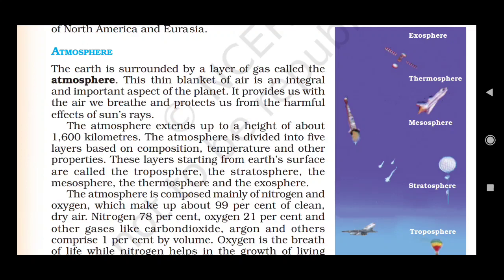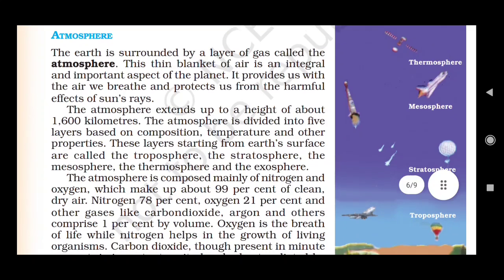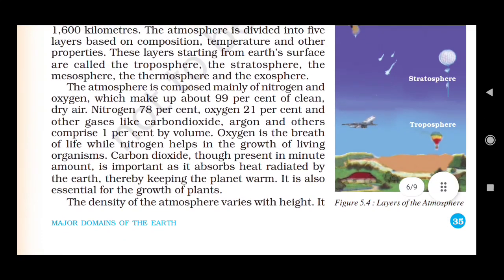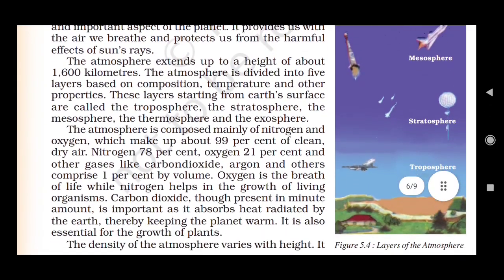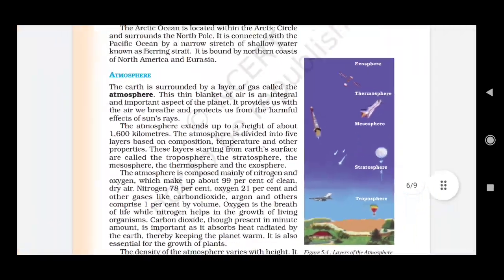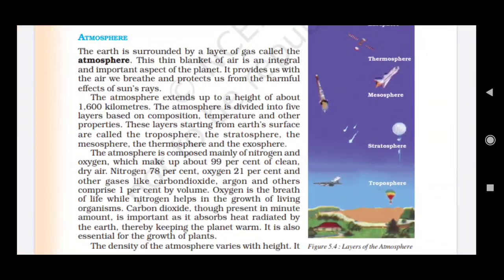The atmosphere is composed mainly of nitrogen and oxygen, which make up about 99% of clean dry air. Nitrogen 78%, oxygen 21%, and other gases like carbon dioxide and others comprise 1% by volume. So, oxygen is the breath of life, while nitrogen helps in the growth of living organisms. Carbon dioxide, though present in minimal amount, is important as it absorbs heat radiated by the earth, thereby keeping the planet warm. It is also essential for the growth of plants.